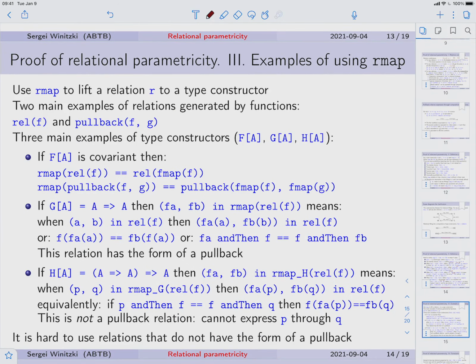Let me show some examples. So there are two main examples of relations that are generated by functions. So the usual one, the rel of f, which is just a graph of the function, and the pullback. And let us now lift rel of f and lift pullback, if we can, to the following examples. The constructor f of A that is covariant, g of A which is A to A, and h of A which is A to A to A.